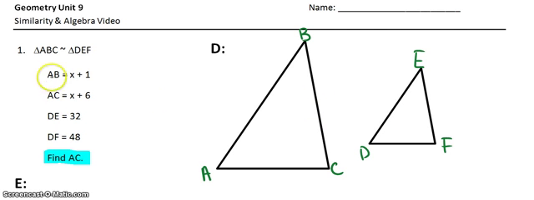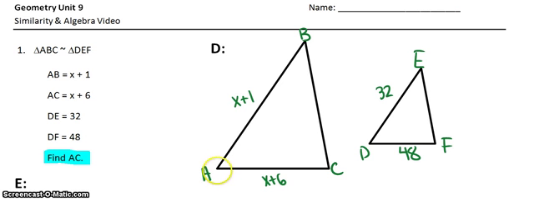Okay, so now it gives you a bunch of side lengths. So AB, the length from here to here, is x plus 1. So get a nice diagram going on here. AC is x plus 6. DE is 32. And DF is 48. And the goal is to find the length of AC.